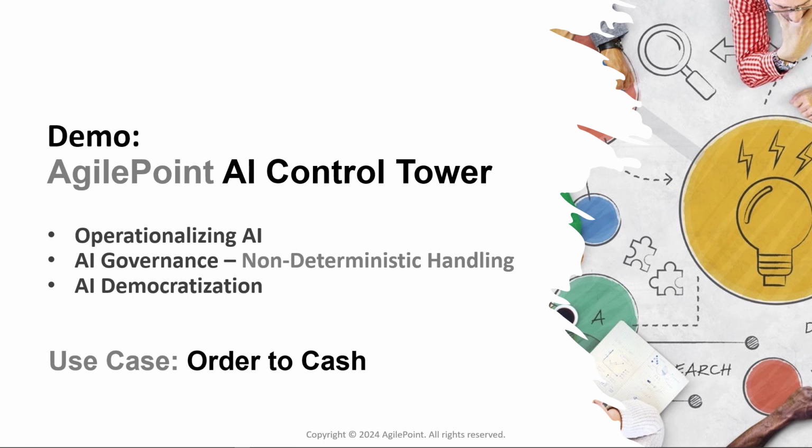This demo segment is going to focus on the AgilePoint AI Control Tower. Now this video is building upon functionality you'd seen previously, where I was able to manually handle exceptions through rerouting the process and things of that nature. This time, we're going to see the AI Control Tower automatically invoked to handle exceptions on our behalf.